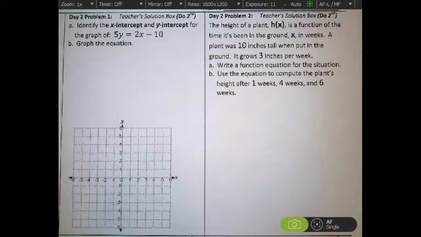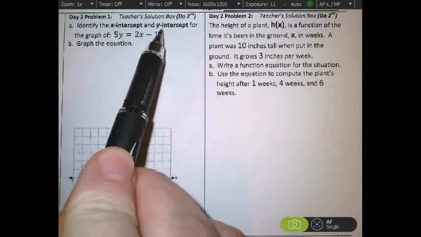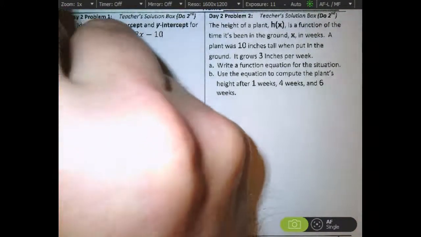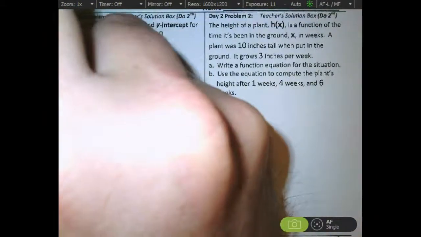We're asked to find where the graph of this equation crosses the x-axis and where the graph of the equation crosses the y-axis. Let's do the x-intercept first.